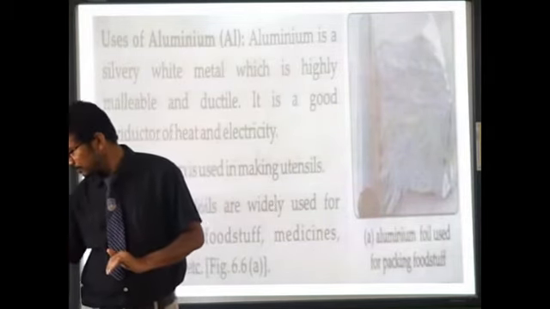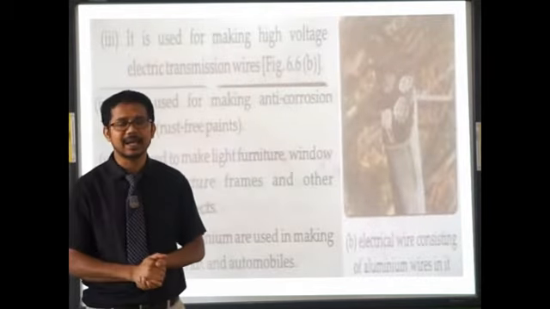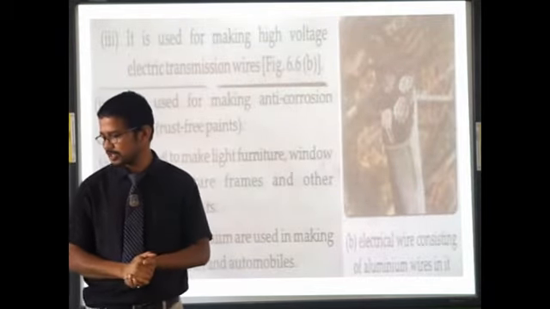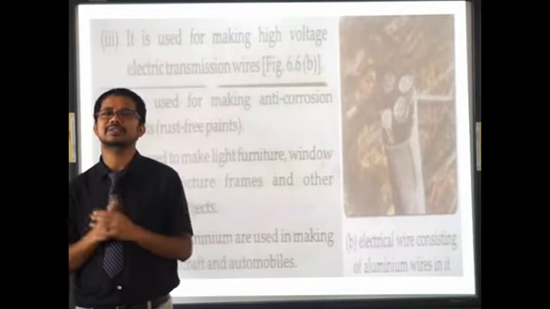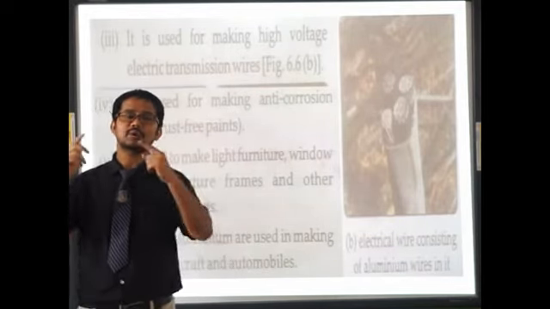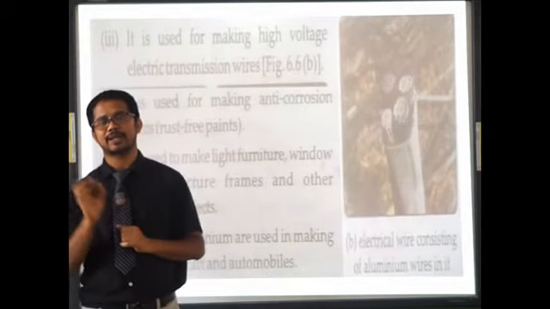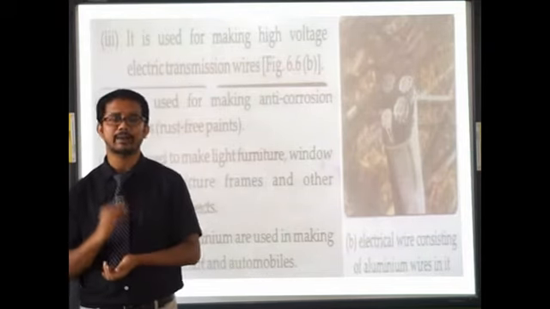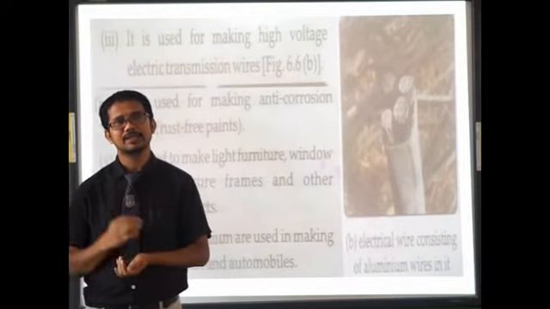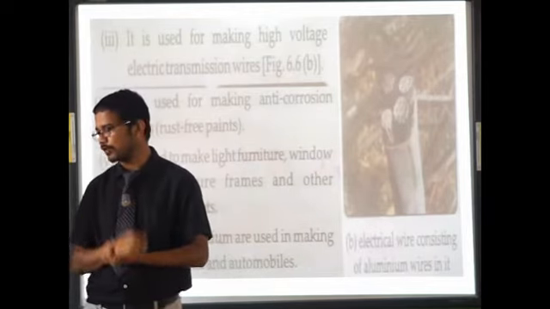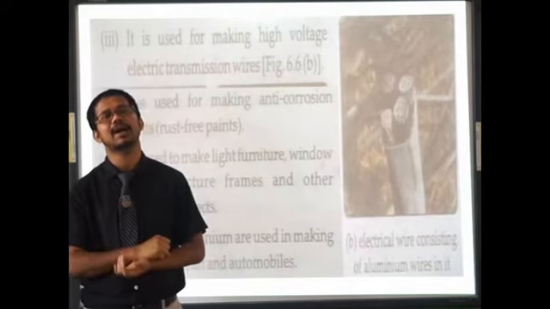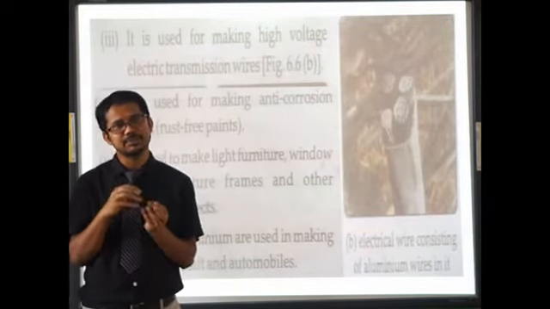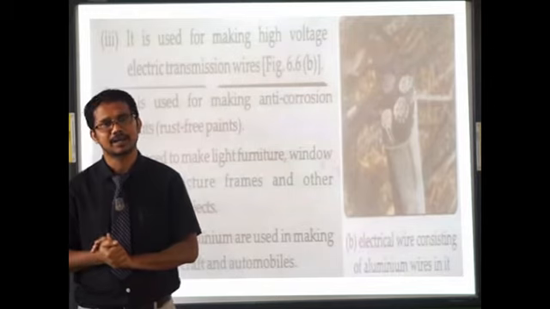Then it is used for making high voltage electrical transmission wires. Even outside, whenever you see these electrical towers, two towers are linked by wire, and especially these wires are made up of aluminium. They are good for making electric transmission wires. They can bear high voltage, that means their melting point is very high.